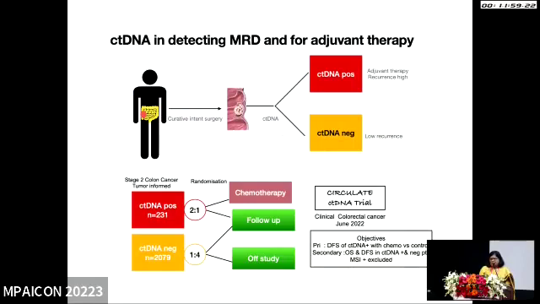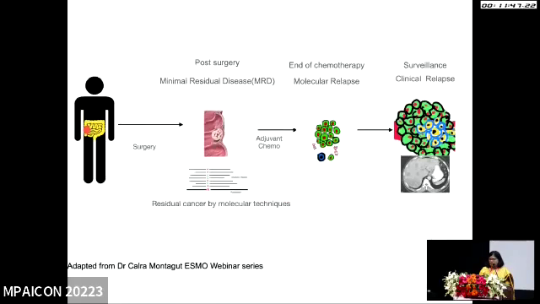There are several trials going on, one of which is the Circulate DNA trial, which also looks at the same thing. They had randomized colon cancer patients. I won't dwell much upon this in the interest of time.